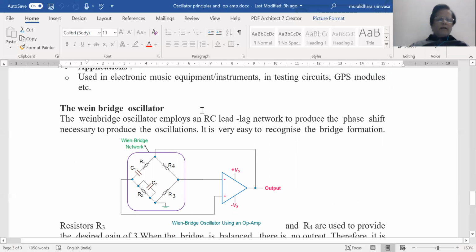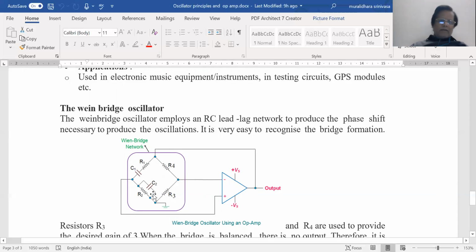Then we come to the Wien-Bridge oscillator. As you can see, this Wien-Bridge oscillator makes use of a bridge network here. R3 and R4 together are used to provide the gain ratio for the amplifier. Therefore, this is a voltage divider network that provides the necessary gain. It is connected one end to the negative terminal, the other is grounded. It acts like the R1 and the RF that you commonly see in your non-inverting configuration.